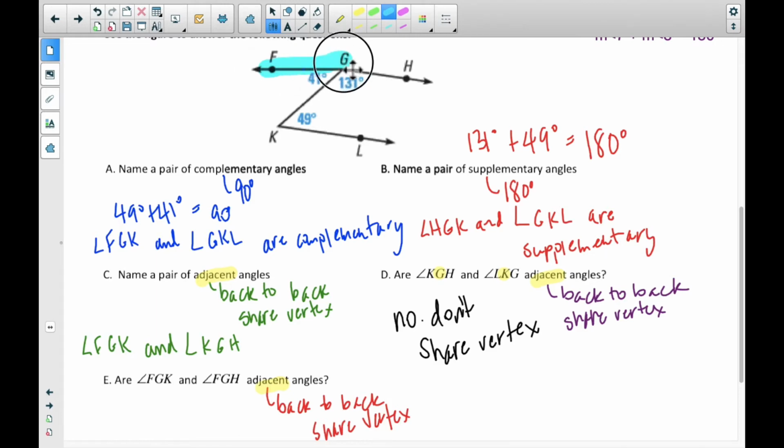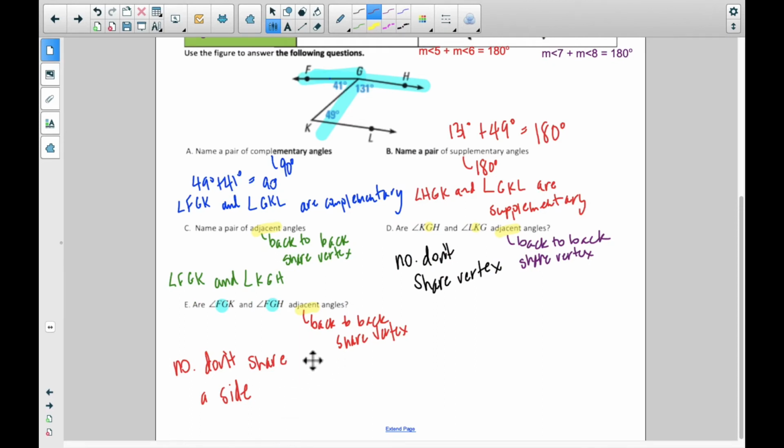Okay, the next one they ask about is FGK, that was the one that we started talking about, and FGH. Well, they both have a G in the middle, so at least they passed that test. But look, FGK and FGH, no. FGH is this one that's up here. No, these are not adjacent because they don't share a side. FGH is like this kind of longish, super obtuse angle, and then FGK is over here. No, they're not back to back, so they're not. Those are not. Let's turn the page.